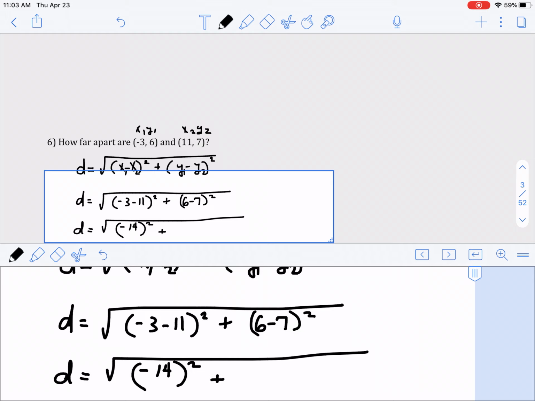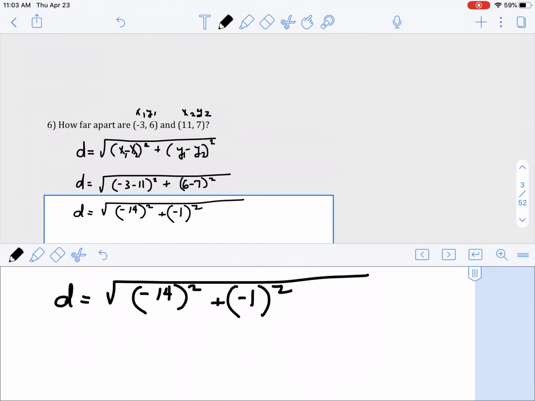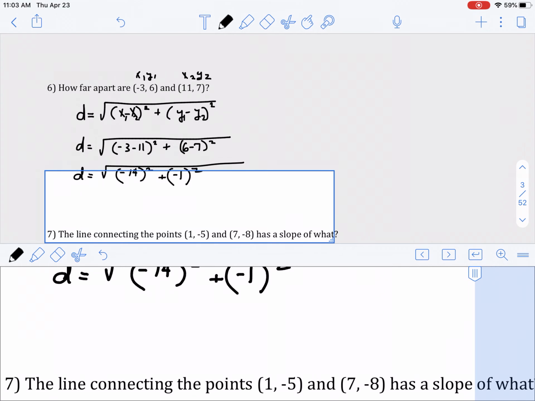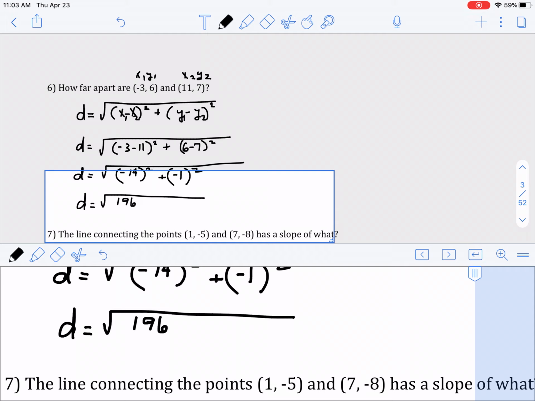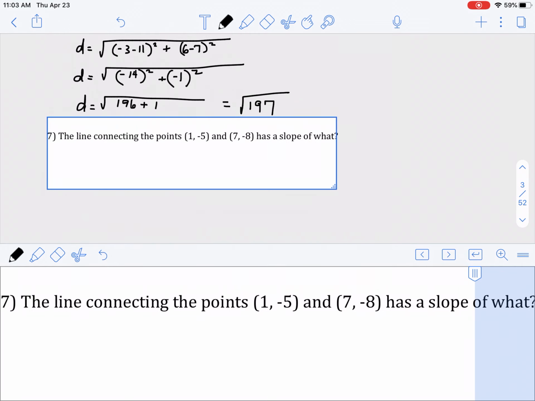Plus 6 minus 7 is -1. The same thing here. We want to get a negative. So -14 squared is going to give us 196. 1 squared, or -1 squared, is 1. So that our final answer is going to be radical 197. And we're going to leave it. We're not going to look to see if we can simplify it. Okay? All right.